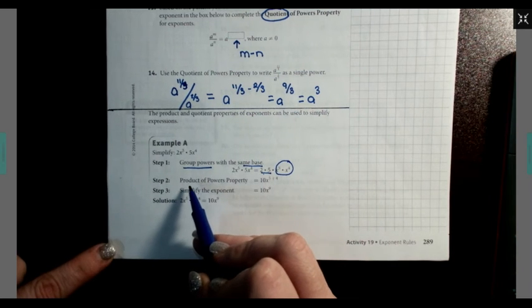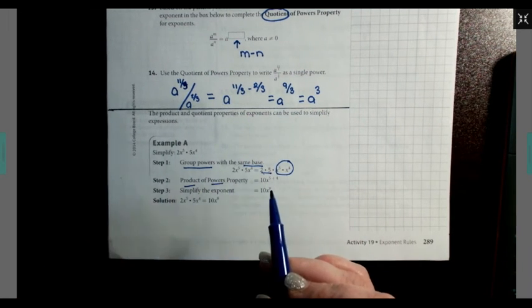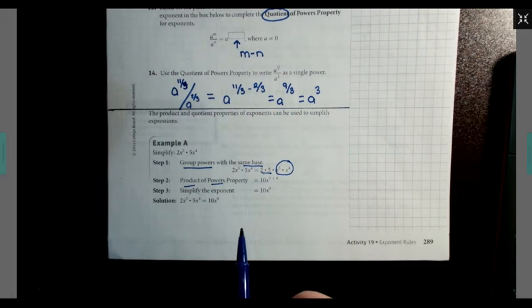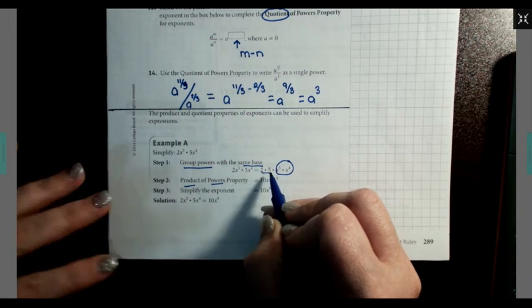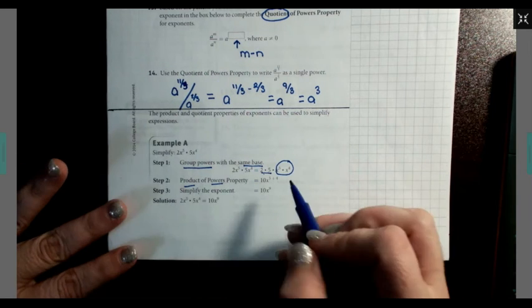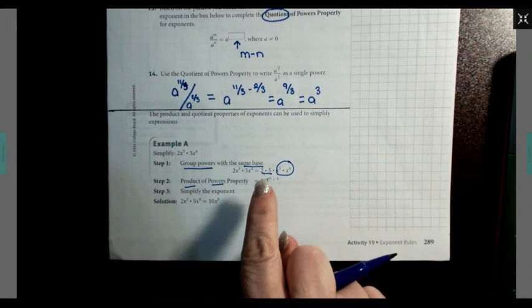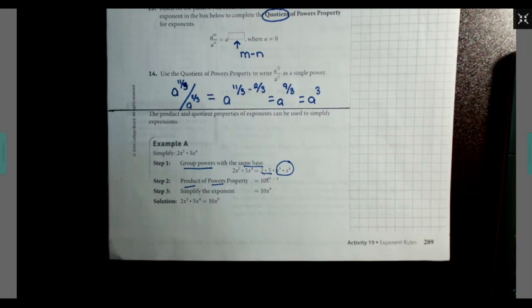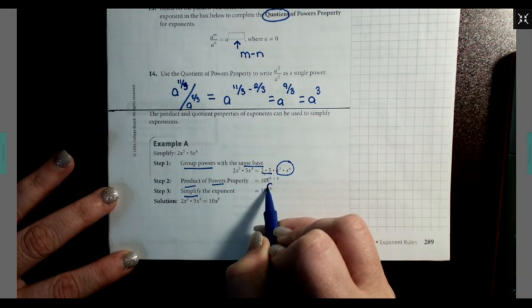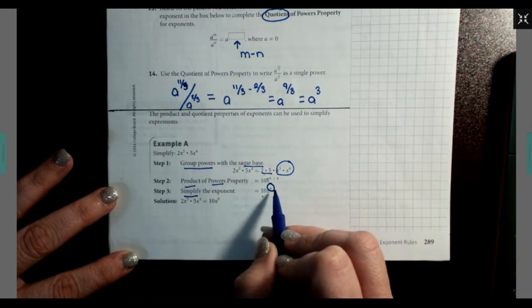Now, we're going to apply the product of powers property. I think I said it wrong. There are too many P's here. The product of powers property. There we go. Okay. Well, 2 times 5 is just 10. And remember, when you apply the product rule, we add our exponents. So 5 and 4 is going to equal 9. So you simplify your exponent by adding the two numbers together and getting a final answer of 10x to the 9th power.